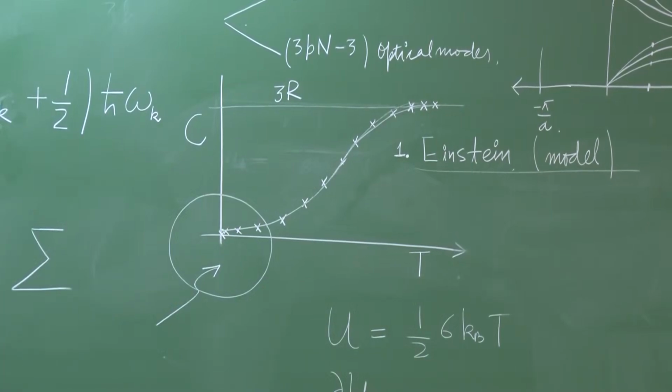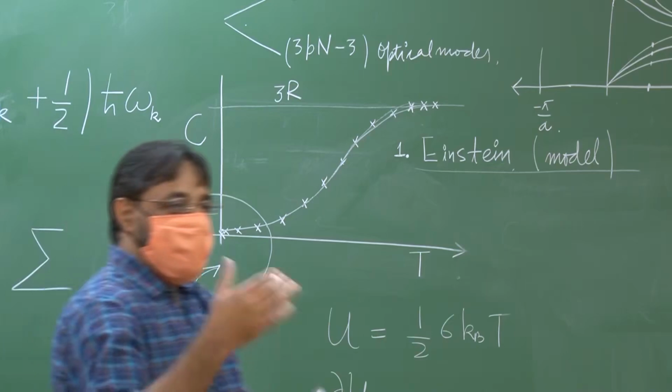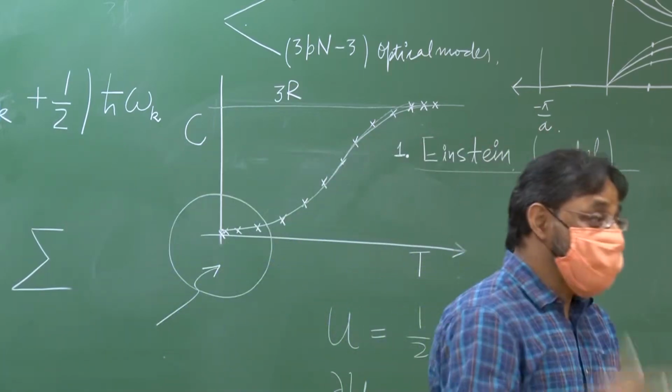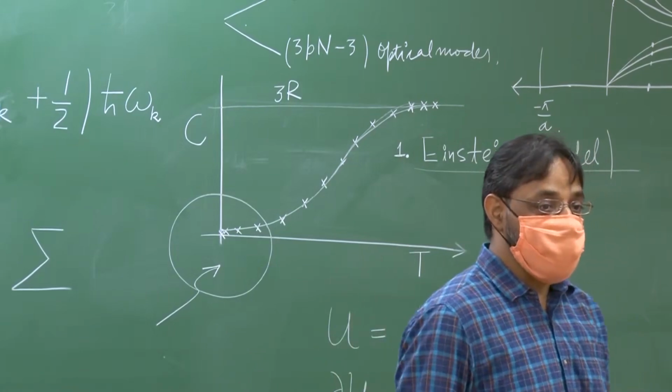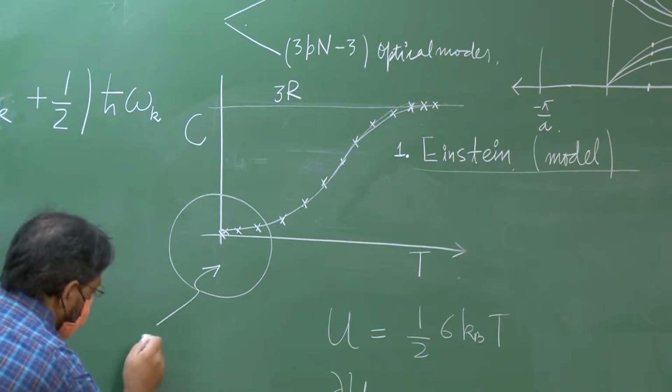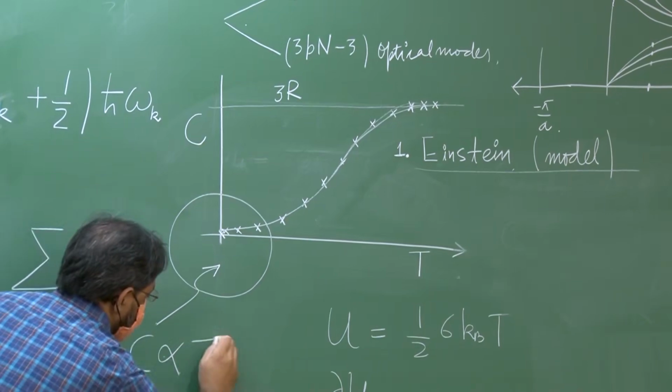And credit goes to experimentalists. They measured one sample after another, and they analyzed the behavior of these samples at low temperatures, and they found in every case, without fail, the specific heat at low temperatures goes as T cube.